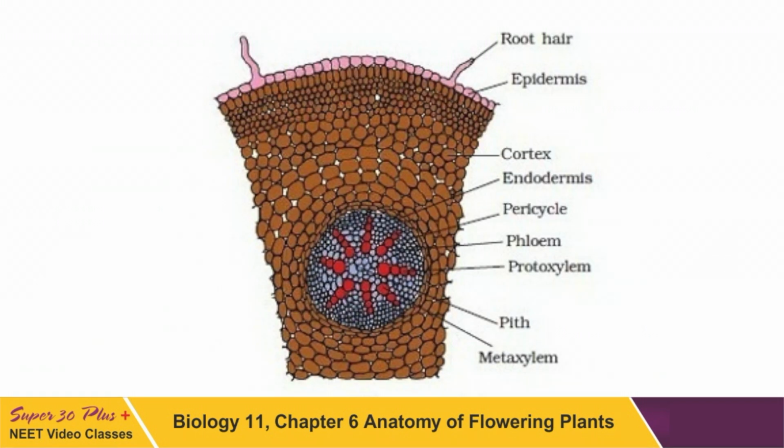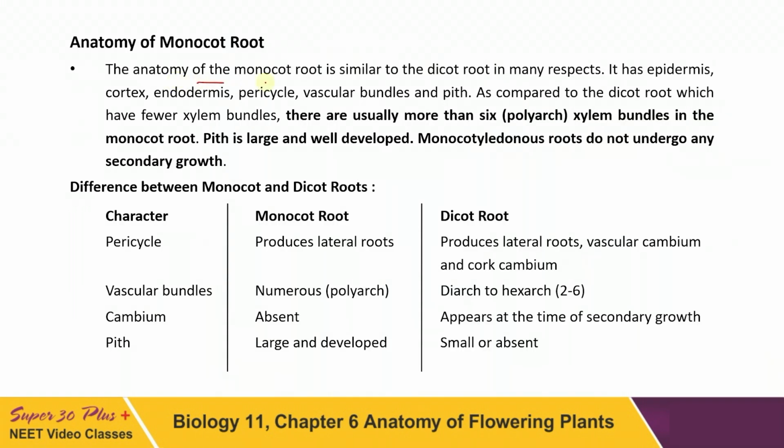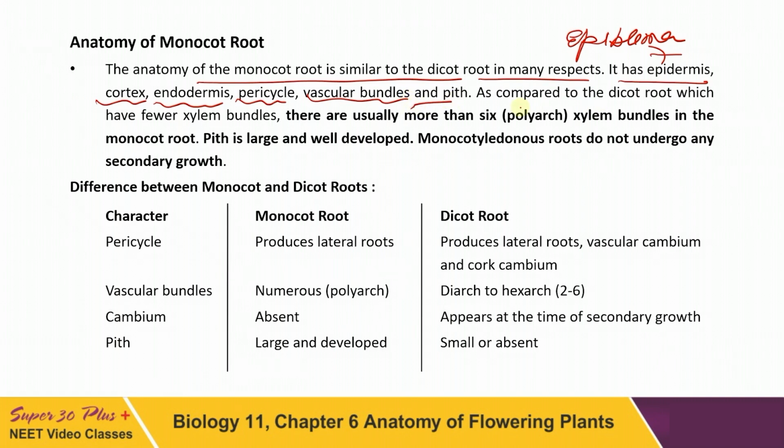As I told you in the diagram also, it is almost similar to that of dicot root in many respects. It has epidermis, better to call it epidermis. From it there will be what? Root hair, unicellular root hair. The cortex is there, endodermis is there, pericycle is there, vascular bundles and pith are there. But as compared to the dicot, some differences are there.